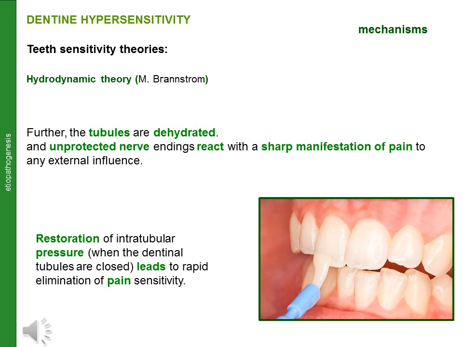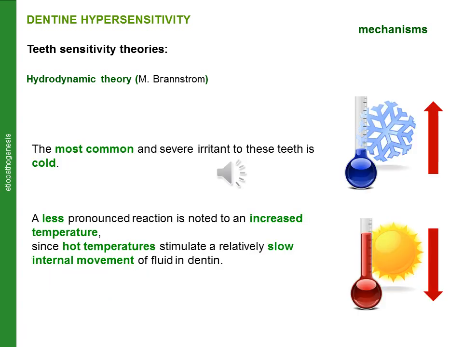Further, the tubules are dehydrated, and unprotected nerve endings react with a sharp manifestation of pain to any external influence. Restoration of intratubular pressure when the dentin tubules are closed leads to rapid elimination of pain sensitivity. The most common and severe irritant to these teeth is cold. A less pronounced reaction is noted to increased temperature, since heat stimulates a relatively slow internal movement of fluid in dentin.